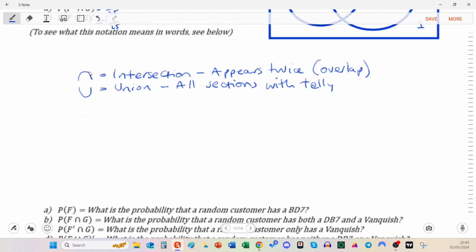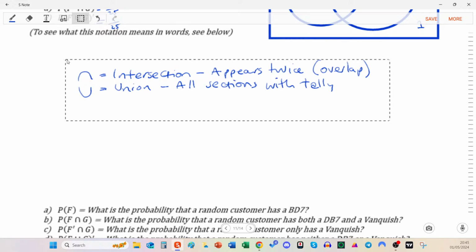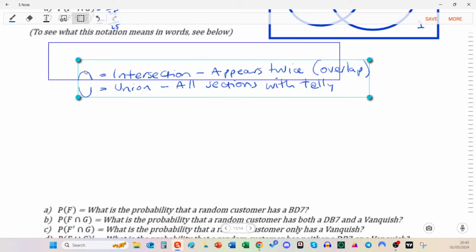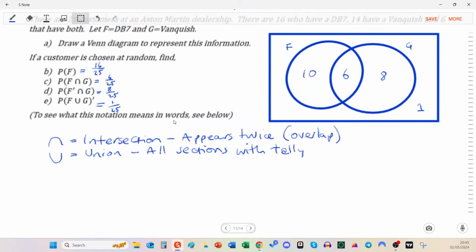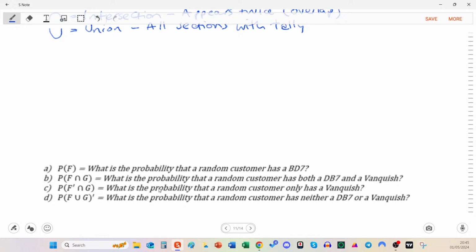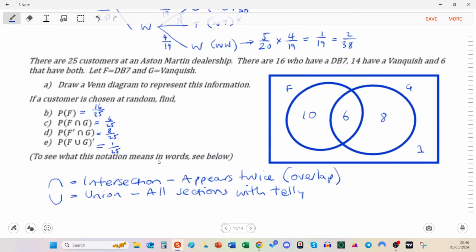All right, so as you can see here, we've got some definitions. I'm not going to get rid of those. They could be useful. So let's move it up as much as we can. Okay, so after we've drawn this, it looks like there are some more follow-up questions. To see what this notation means in words, see below. Oh, okay. No, that's not a follow-up note. Oh, that's brilliant. We finished. Hooray!